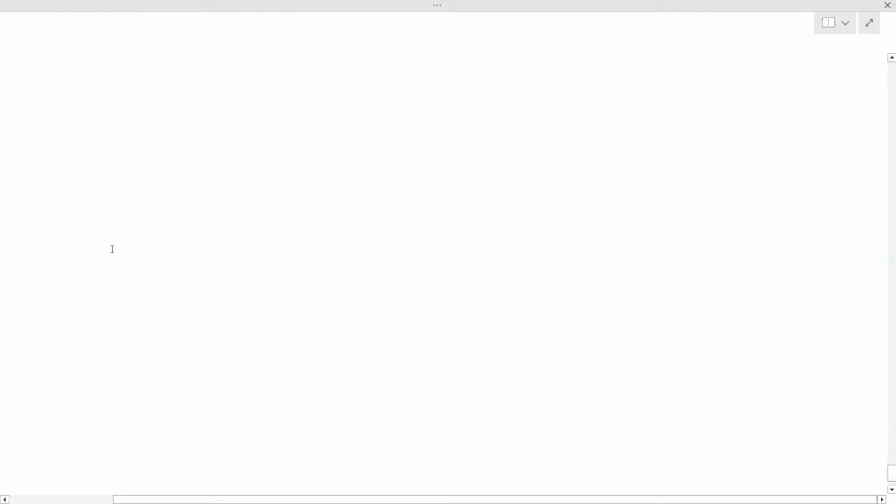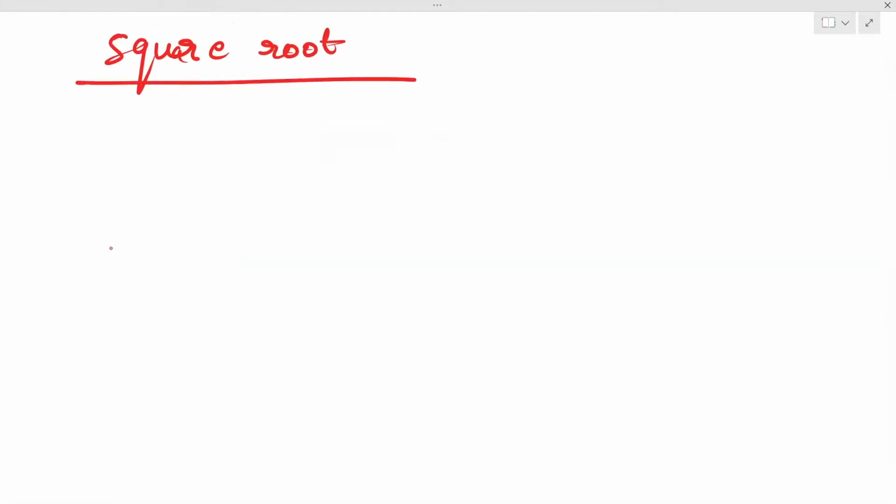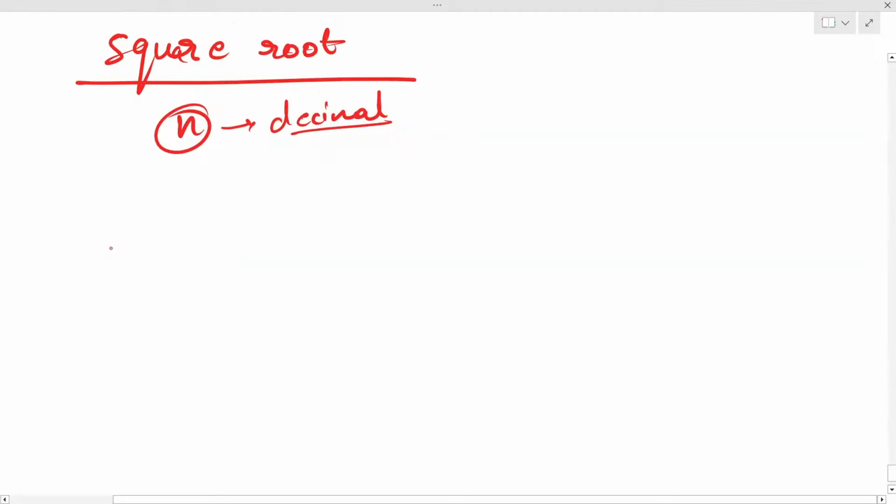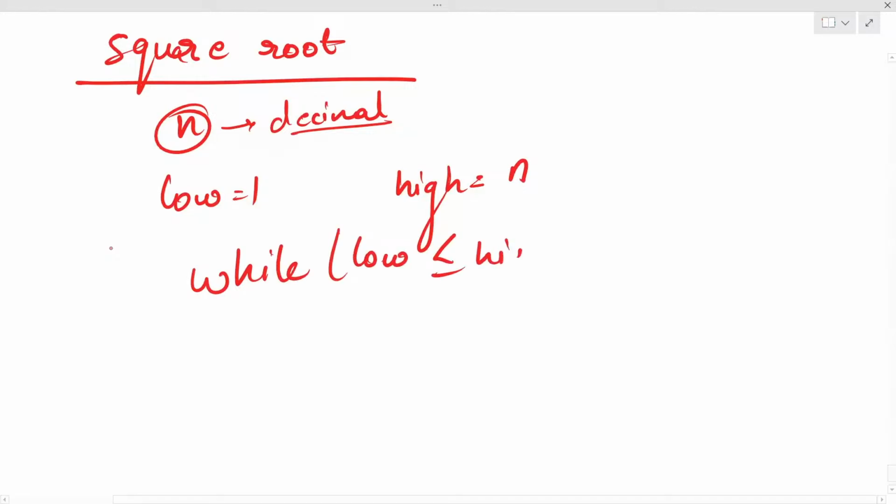So now let's look at how to write our own square root function. First of all, we have to find the square root of n, and n can be a decimal as well. So how to find this? See, what will we do? We'll take our low as 1. We'll take our high as n. While low is less than or equal to high, we cannot do this, because these are decimals now.